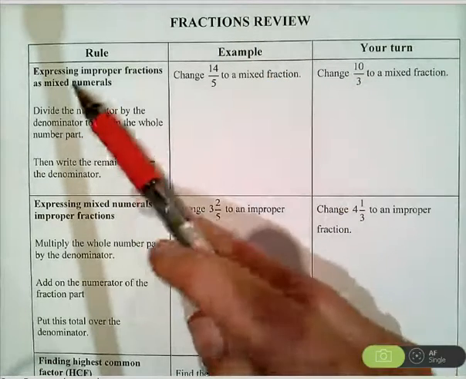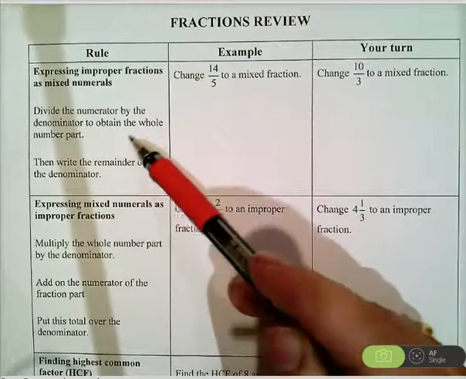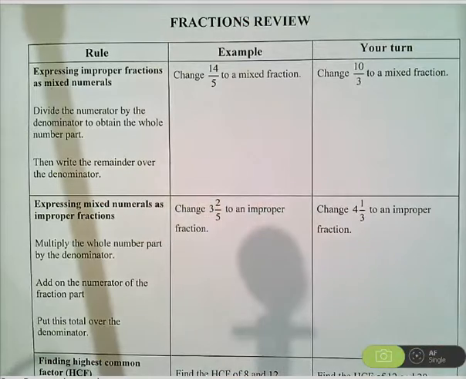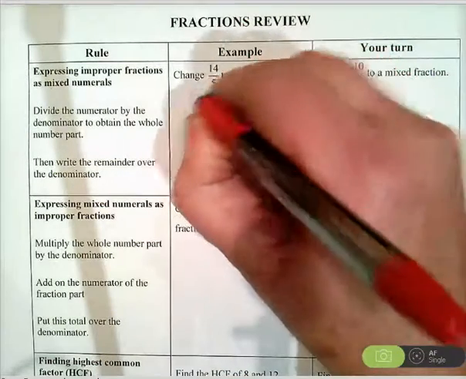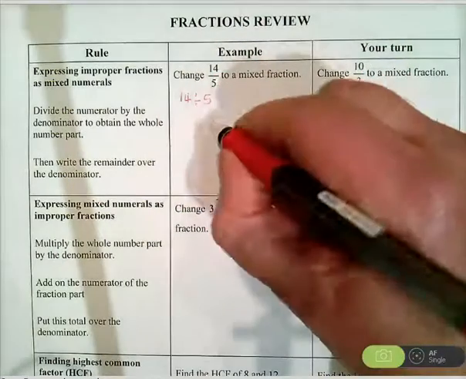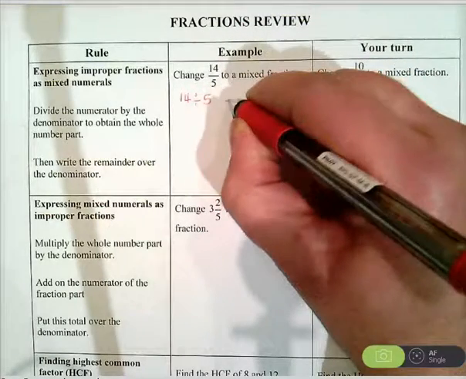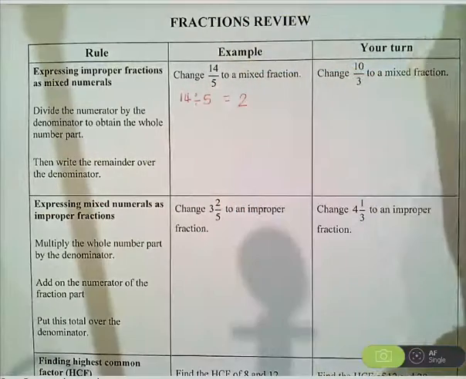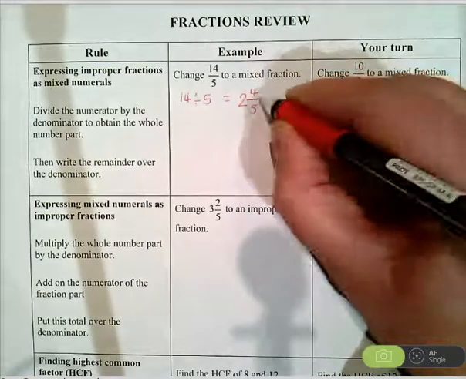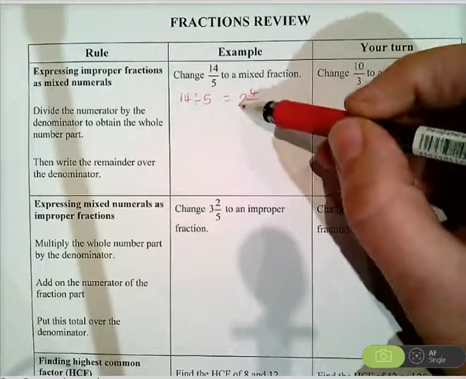Now, to express an improper fraction as a mixed numeral, we divide the numerator by the denominator to obtain the whole number part, and then we write the remainder over the denominator. Now, 14 over 5 really means 14 divided by 5. So what we're really saying is, how many times does 5 go into 14? So 5 goes into 14 2 times because 5 times 2 is 10, and there is 4 remainder over 5. So our mixed fraction answer is 2 4/5.